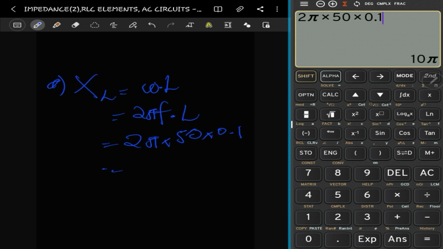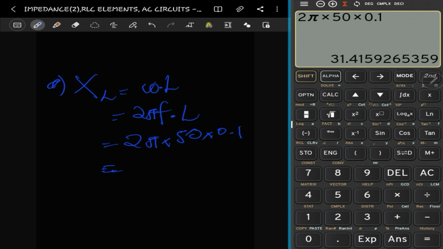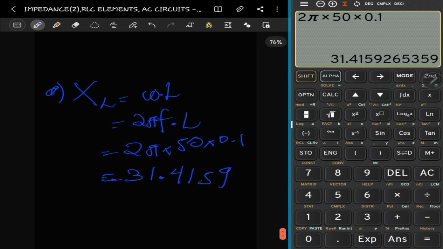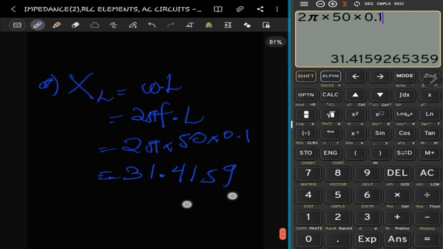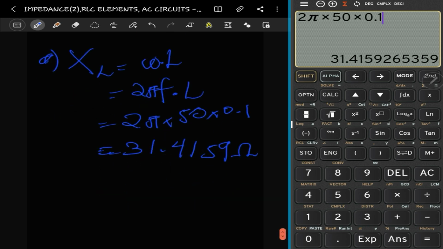So what does that give us? You press this SD and it gives us 31.4159. And this is XL, right? So that was initially 10 pi. These are resistances, they have the same unit as the resistance, because they are all opposing the flow of current, right? So that's what we have for this.